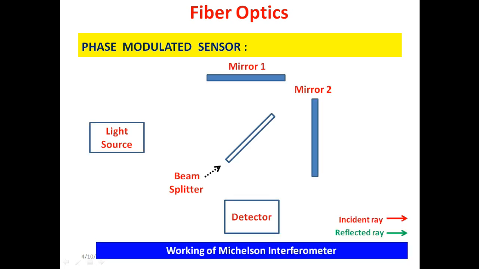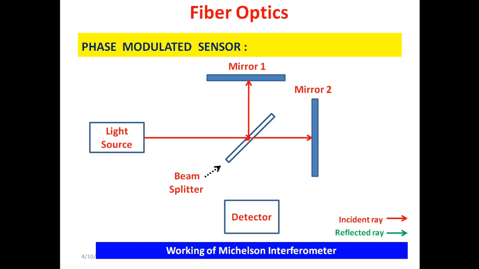The Michelson interferometer consists of a light source, detector, two mirrors which are placed at 90 degrees to each other, a beam splitter kept at 45 degrees with the axis of the light source, and a detector. When we turn on the light, the incident ray falls on the beam splitter and the ray is split into two rays of equal amplitude. One ray travels towards mirror 1 and the other ray travels towards mirror 2.